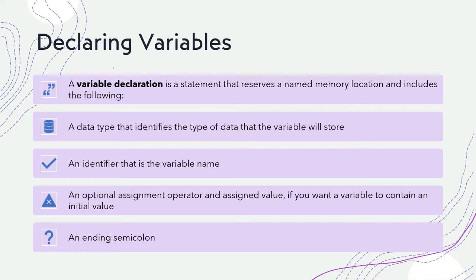In declaring variables, a variable declaration is a statement that reserves a named memory location and includes the following. A data type that identifies the type of data that the variable will store. Let's say, for example, int. An identifier that is the variable name. So let's say age. An optional assignment operator and assigned value if you want the variable to contain an initial value. So an initial value, for example, is 0. And an ending semicolon. So this is how we declare a variable. And I believe that you already know how to declare variables.